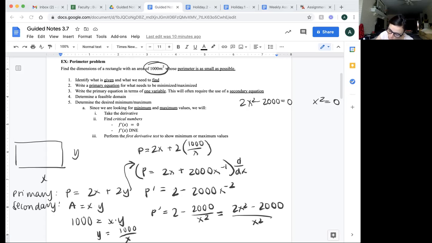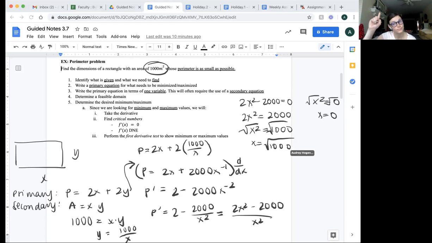So x squared equals 0, square root, I'm going to get x is equal to 0. Over here, this is going to give me 2x squared equals 2,000, x squared equals 1,000, square root, and you would really want to think that 1,000 has an easy square root, but of course it doesn't. So you're going to get x is equal to the square root of 1,000. Okay, actually, I even forgot myself here, plus or minus the square root of 1,000.